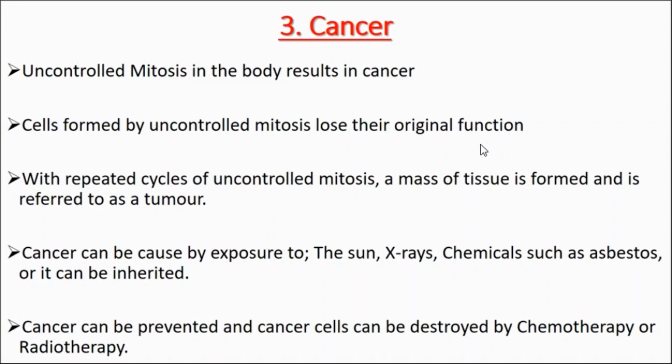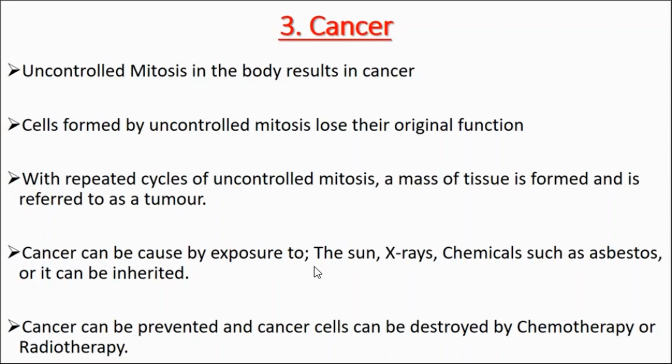Actually, they don't do anything, but they still acquire nutrients. So these cells are in your body, they are absorbing the nutrients of your body, but then again they are useless to you. With the repeated cycle of uncontrolled mitosis, a mass of tissue is formed and it is referred to as a tumor. So this uncontrolled mitosis forms again and again in repeated cycles until these cells form tissues, and these tissues of useless cells become what is called a tumor.